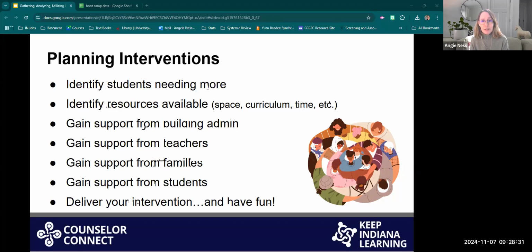And then just deliver your intervention and have fun. I noticed for me, if I was trying to stick really closely to a lesson plan or to a group plan and not being flexible, it just wasn't fun. And so when you're working with small groups of students, you just need to be as flexible as possible while still trying to meet those outcomes, because the more fun you have, the more flexible you are, the more you can engage authentically with your students, the better outcomes you will end up having.